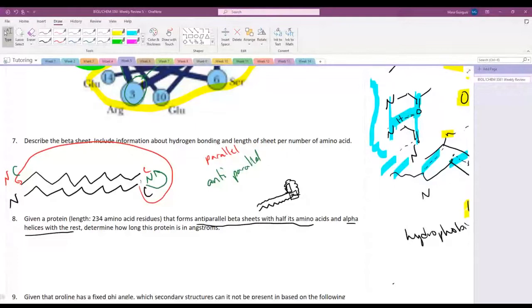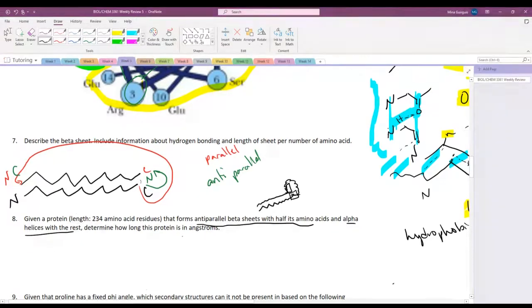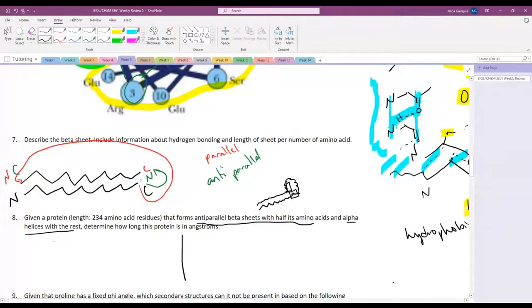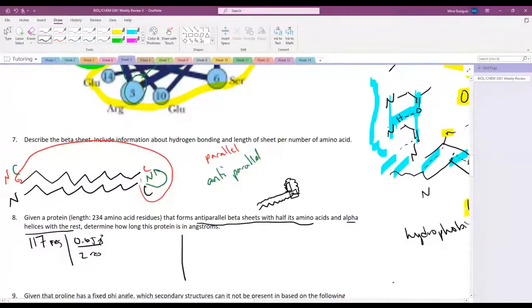Let's just get half of that right away. And we're going to be dealing with actually 117 residues for each of these. In my head, I have split this into two questions, and we'll come together at the end for it. So 117 residues will be in an antiparallel beta sheet. So what I know of antiparallel beta sheets is they're 0.65 angstroms per two residues. And we're dealing with 117 residues.